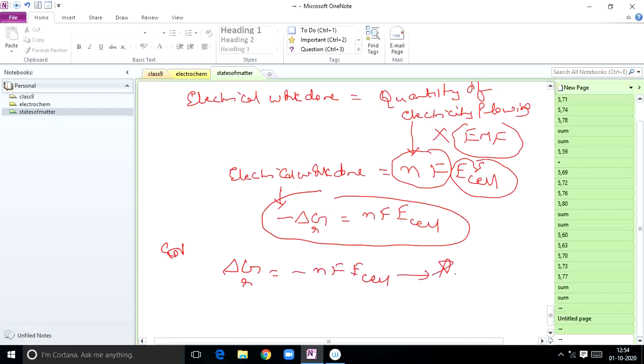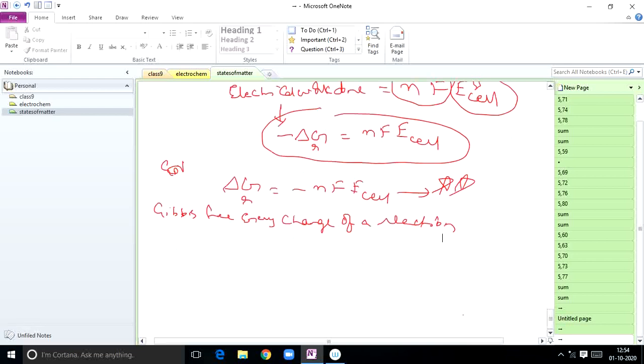So this is important for objective. What does delta G R represent here? Gibbs free energy change of a reaction.